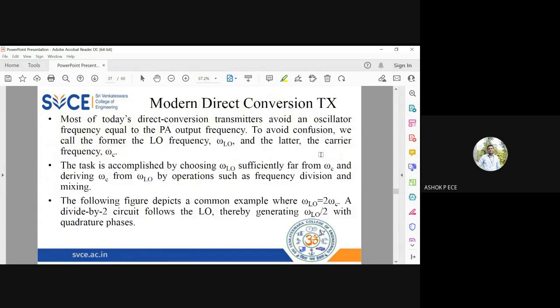So we'll take a break and we'll assemble again in another 7.5 minutes and we'll continue with the different transmitter architectures. Okay, sir.